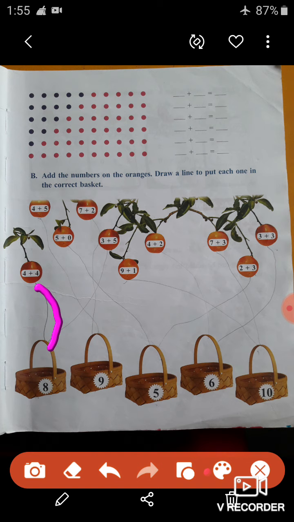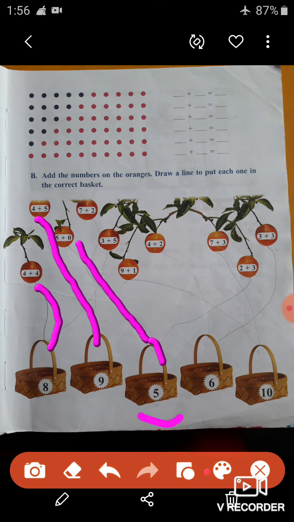The next one is 4 plus 5. So students, add 4 plus 5. 4 plus 5 equals 9. So here you have to match this orange with this basket. Now 5 plus 0. So students, when we add 5 and 0, what do we get? We get the sum 5. So we have to match this orange with this basket.